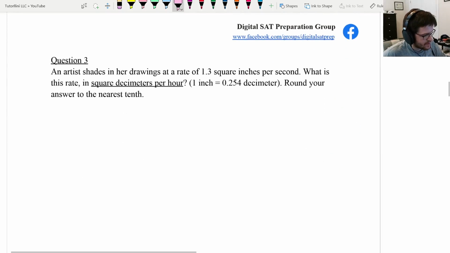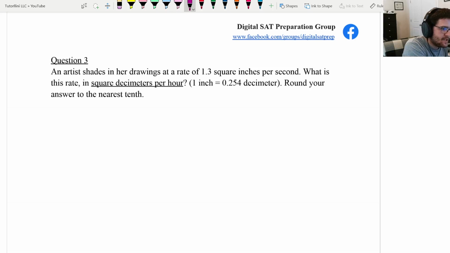Unit conversions, I've got a video on this too. I think it's the second one, can't remember. Question number 2. So we're going to write 1.3 square inches per second.